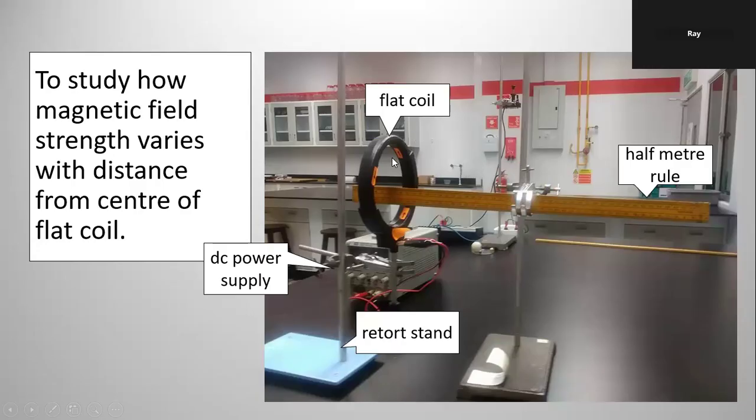Or a flat coil. There's your power supply. We have the apparatus in the physics lab. This is your physics lab. There's your ammeter. And you can study how the magnetic field varies with distance from the center using the Hall probe.